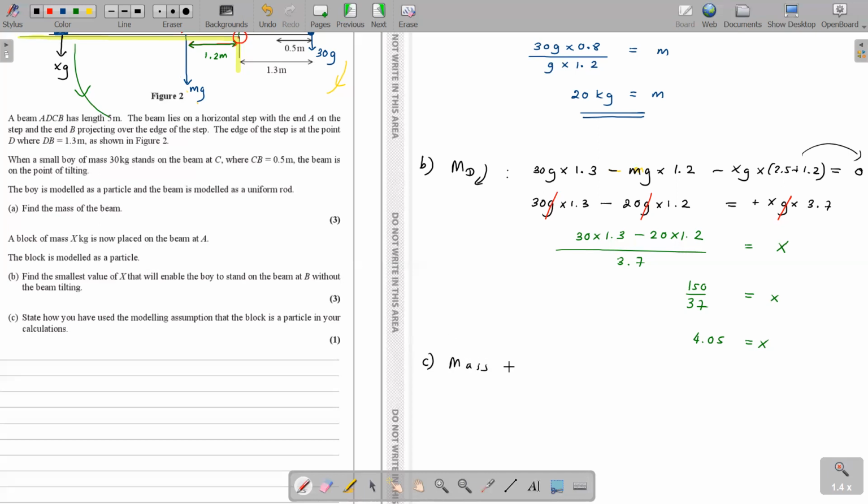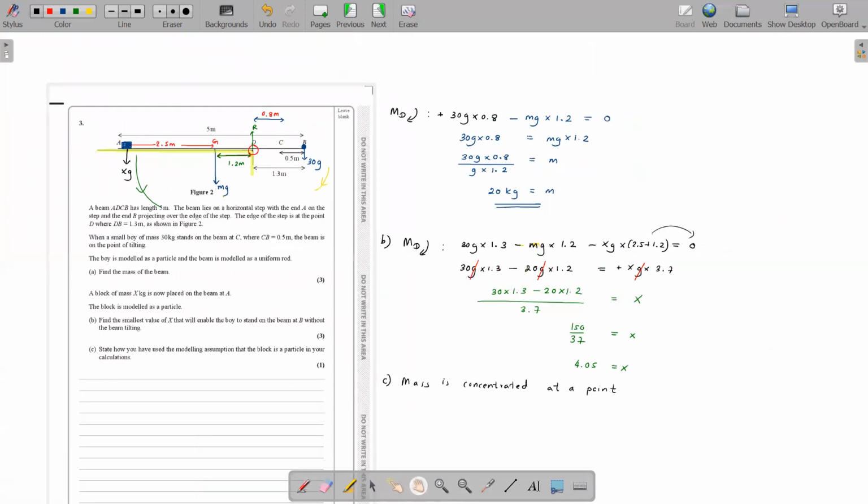Mass is concentrated at a point, or mass is acting at a point, something like that. You can refer to your textbook and it's there. Then you're done with this question.